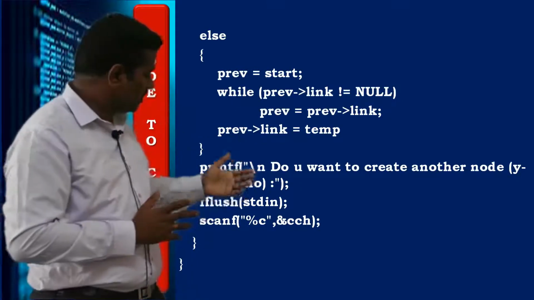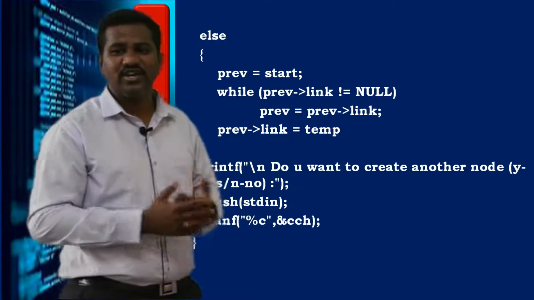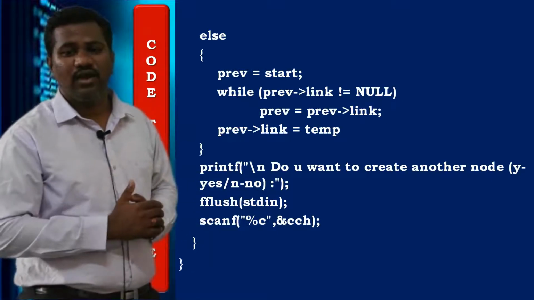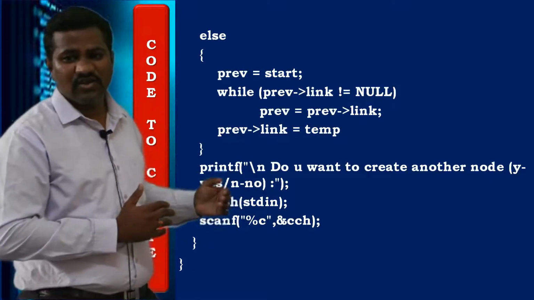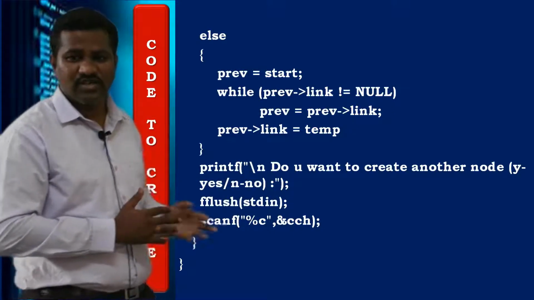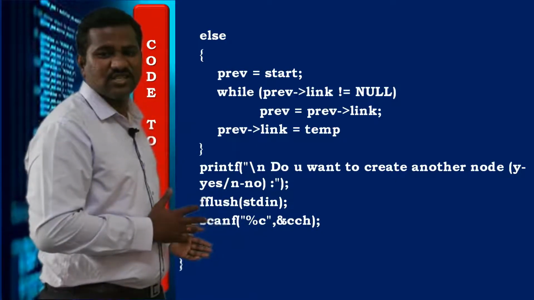After that we take some input: do you want to create another node? If you are interested, you need to enter small y. If you're not interested, you need to enter small n. After that, you flush stdin, whose purpose you already know from first year. After that, scanf with the address of ch, and here the while loop ends.